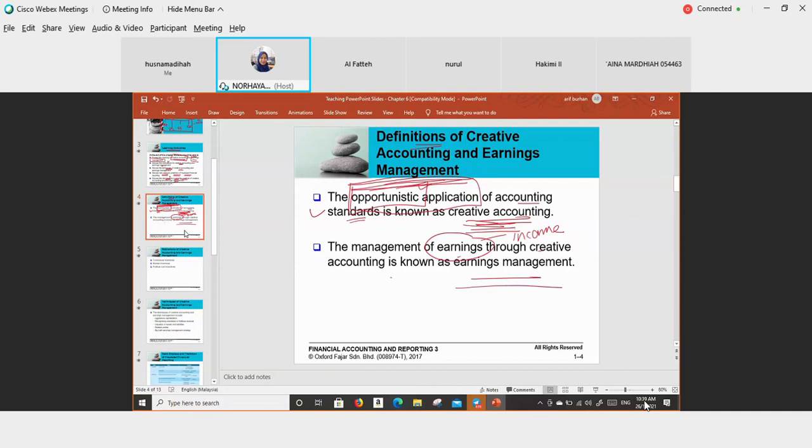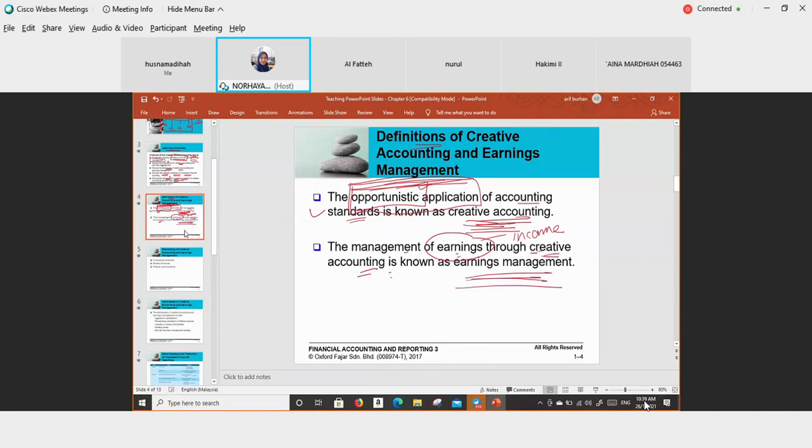Okay, in other words, management, dia punya accountant, dia punya managers, dia menggunakan dia manage the earnings. Kalau manage earnings ni maksudnya income yang company tu ada dia dikurangkan, ditambahkan. Dia increase or decrease the earnings. Itu kita panggil creative accounting. So management of earnings through creative accounting. Maksudnya saya ulang, management manage the earnings, using the allowable standards, for their own interest. This is known as earnings management.